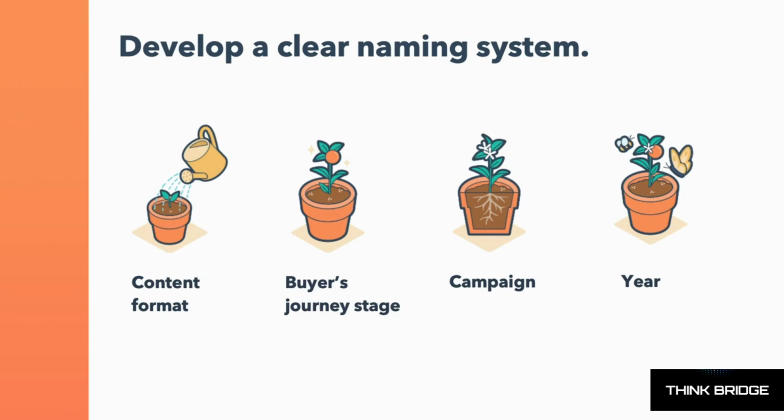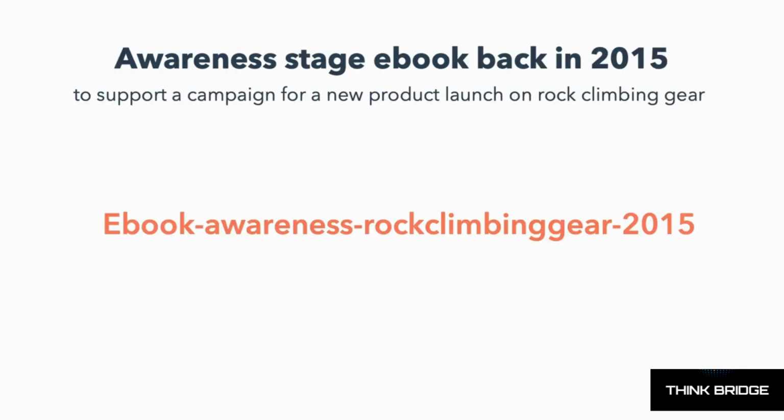One way to organize your content is to develop a clear naming system. A sample system could include content format, buyer's journey stage, campaign, and year. For example, let's say you developed an awareness stage ebook back in 2015 to support a campaign for a new product launch on rock climbing gear. Your name for the content offer could be ebook, awareness, rock climbing gear 2015. While you can choose a specific naming convention formula for hosting your files, the goal should be to easily access files when needed.